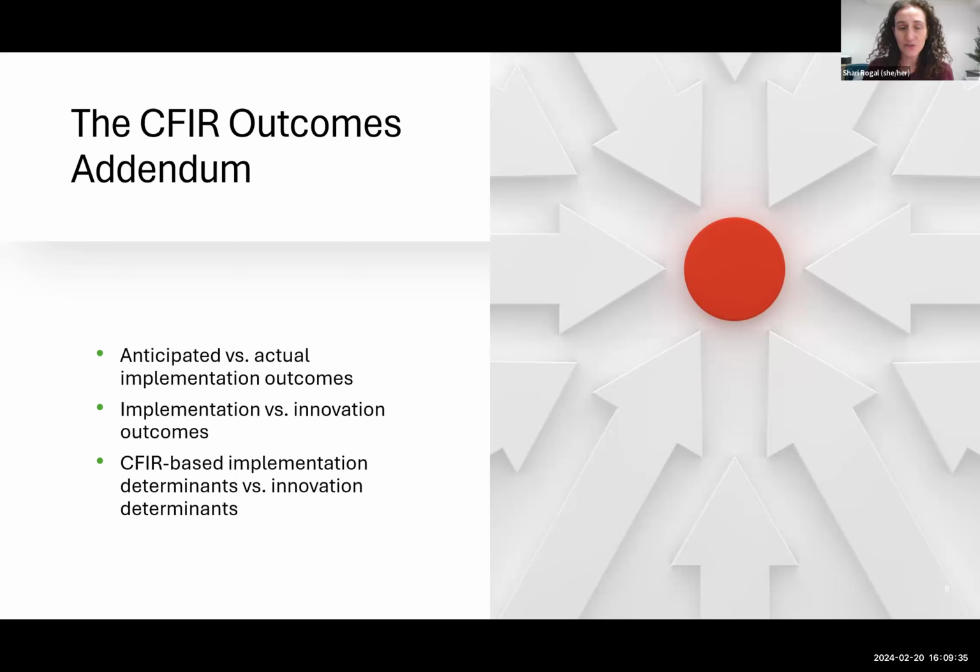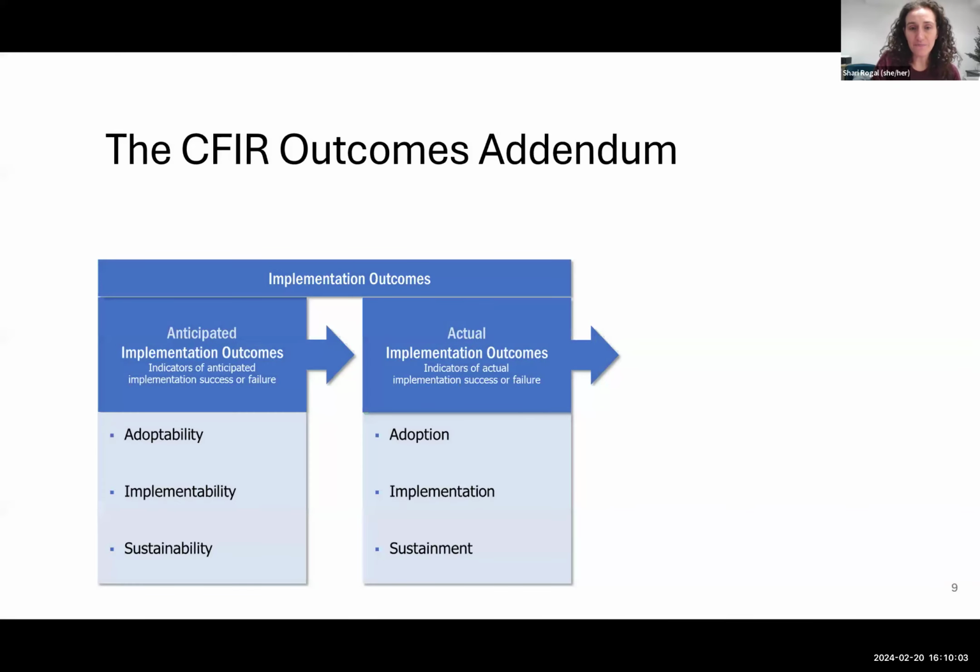The CFIR outcomes addendum addresses the issue that sometimes when you're thinking about outcomes, you're anticipating them, and sometimes you're looking back at actual outcomes. There also seems to be a lot of confusion around what is an outcome of implementation versus an outcome of the innovation. So what is an effectiveness outcome versus an implementation outcome? And are you measuring determinants of implementation, or determinants of your innovation? To add some clarity, Caitlin and Laura and the team developed the outcomes addendum.